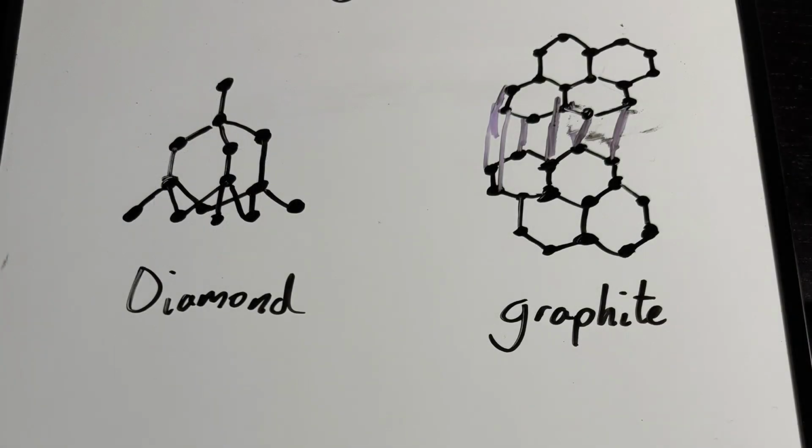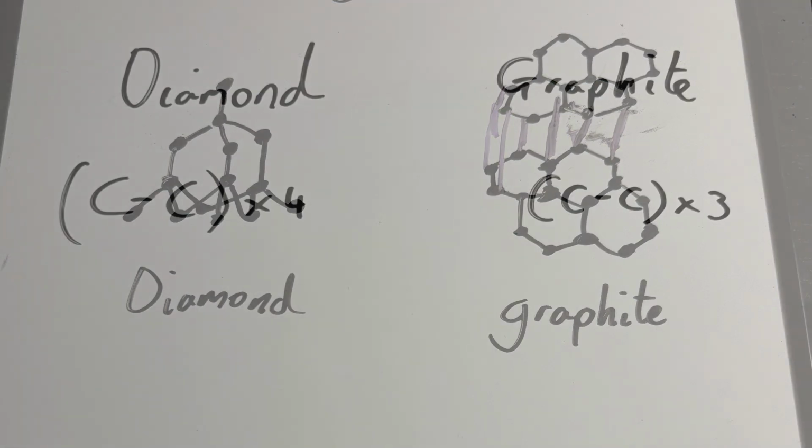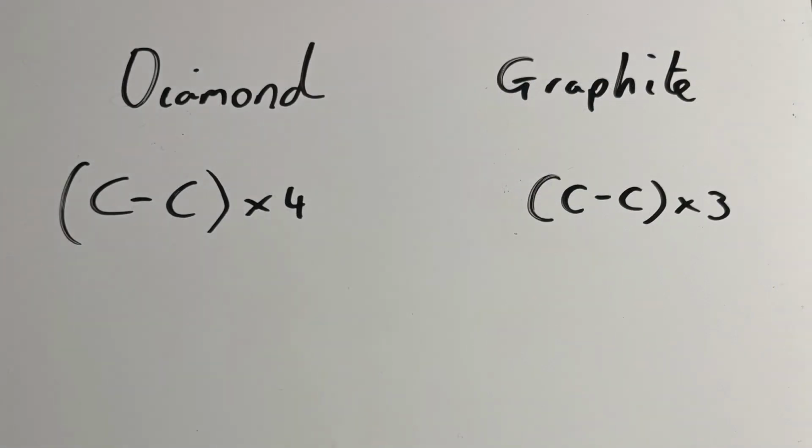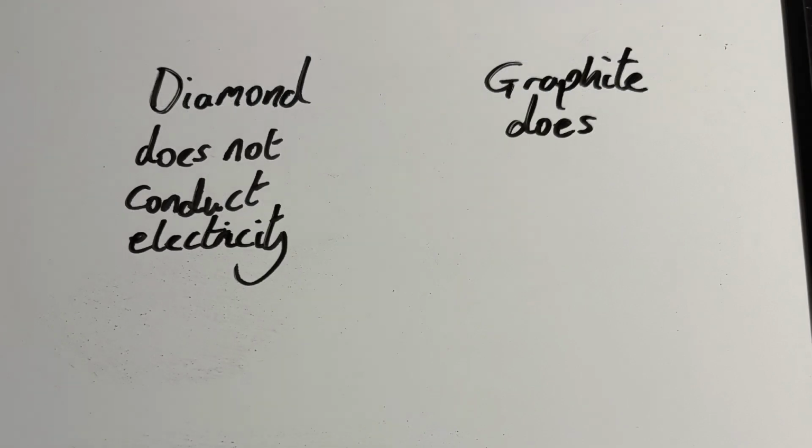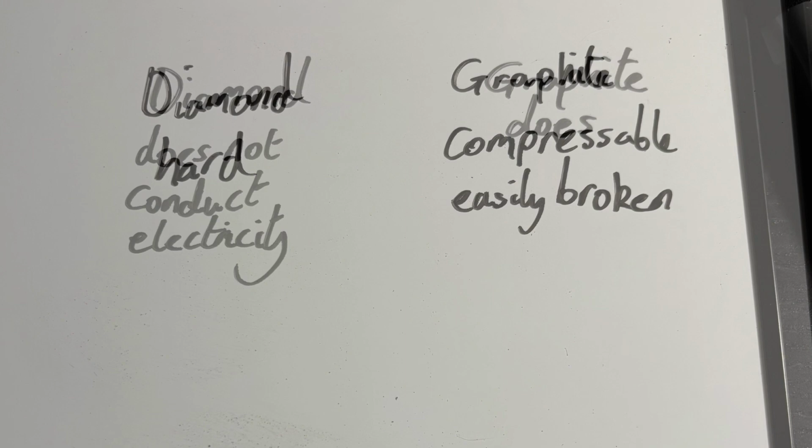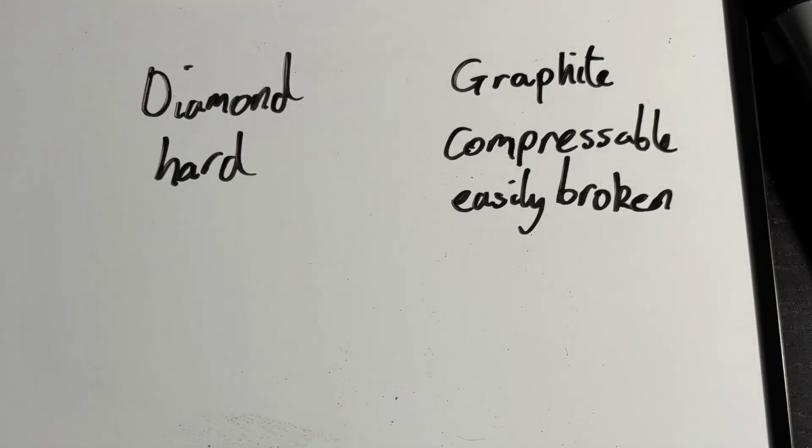whereas graphite looks something like this, where the purple lines are intermolecular bonds. So as you can see, in diamond there are 4 carbon-to-carbon bonds, whereas in graphite there are 3. And that means that diamond doesn't conduct electricity, but graphite, because it has delocalized electrons, does. And it also means that diamond is rigid because carbon-to-carbon bonds are very strong, whereas graphite is rubbery and it can be easily broken and layers can easily slide over each other.